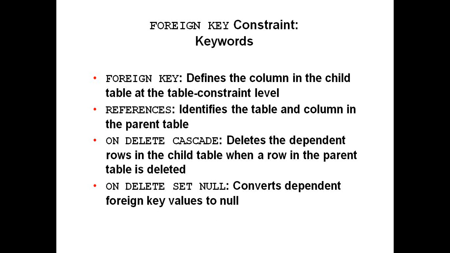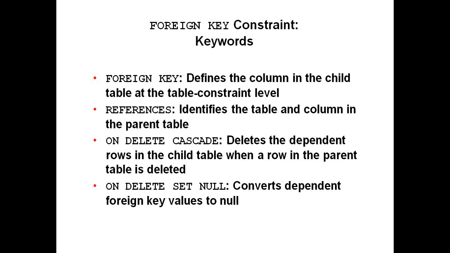And there are some few things that we need to remember when we have a foreign key constraint. As we already discussed, a foreign key defines the column in the child table at the table constraint level, and the foreign key is always referencing the primary table, or the parent table, as we call it. And we have an option called on delete cascade. While creating the foreign key, you can declare that foreign key as on delete cascade.